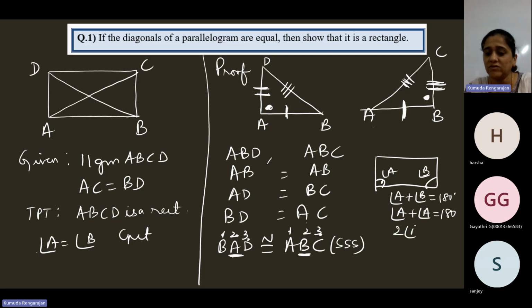So twice angle A is equal to 180. A is equal to 90 degrees. So we've proved that one angle is a right angle. So it's a rectangle. All right? Right on.